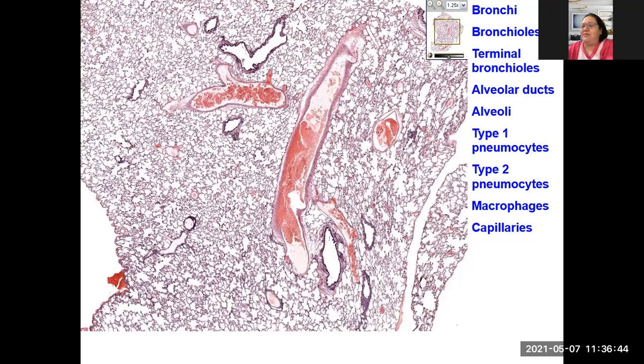Here this is a microscopic view. You have your macrophages and capillaries. You have billions of alveoli in your lungs. You have to remember that you have billions of alveoli, and this is involved in your gas exchange.